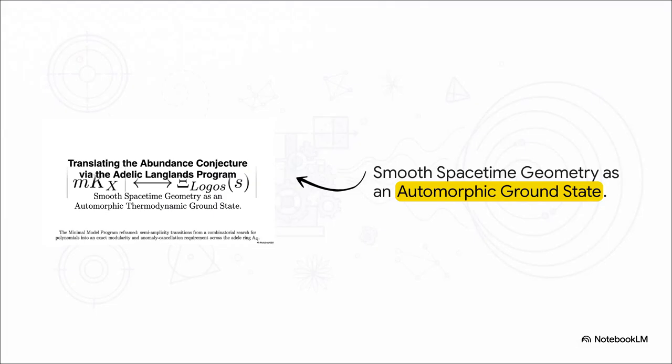So let's flip the script and dive into a new framework. We are reframing the minimal model program entirely. By translating that combinatorial search for polynomials, represented by the mkx you see here, directly into the Universal Cosmic Partition Function xiologos of S, we literally turn a geometric roadblock into a hunt for smooth, unramified ground states in a macro-scale thermodynamic system. It's a total paradigm shift.